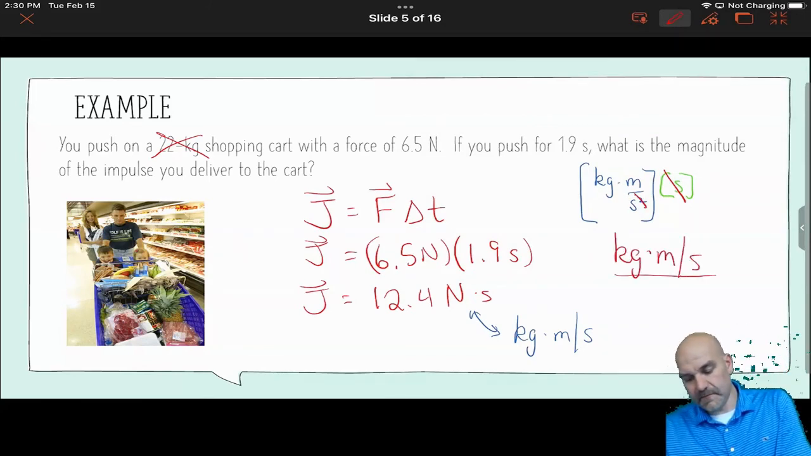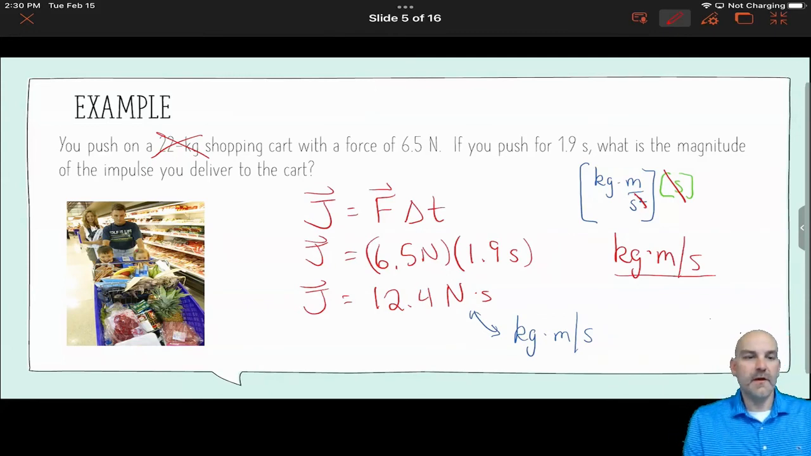In the next video, we're going to bring it together. We talked about momentum, we talked about impulse, and now we're going to put them together into something known as the impulse momentum theorem.